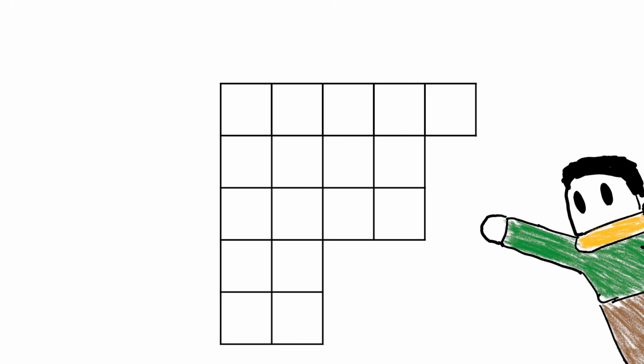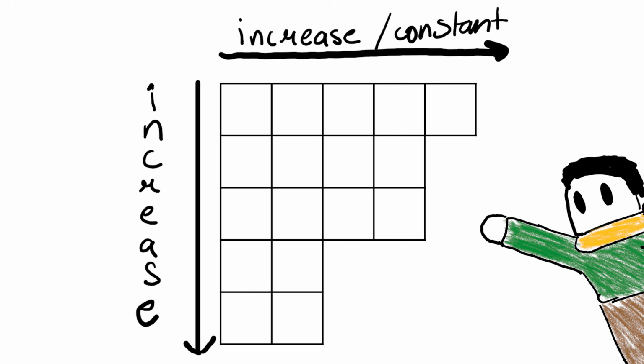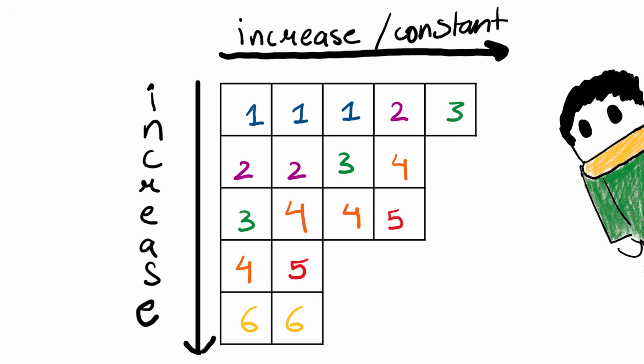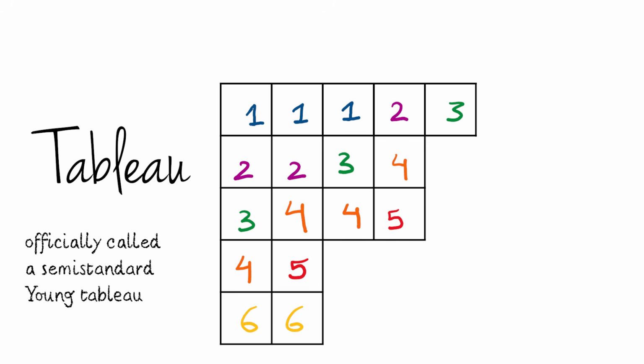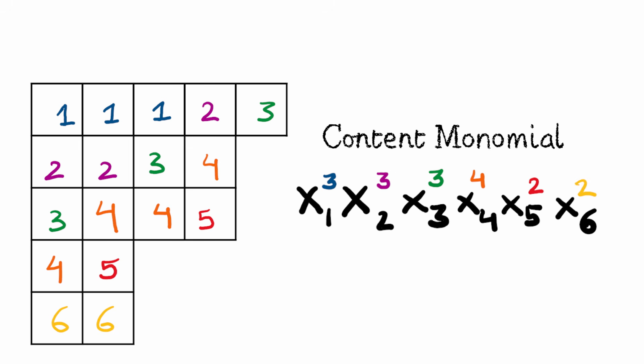I will fill these boxes with numbers according to two rules. The numbers should increase or be equal along rows, but they should strictly increase down the columns. In this example filling, we see that in each row the values increase and are sometimes constant, but down the columns they are always increasing. We call this filling a tableau, and we can read off a monomial from it. Count how many 1s appear and put that in the power of x1. Then count how many 2s appear and put that in the power of x2. Do this for 3s, 4s, and 5s. And you've got yourself the content monomial of this tableau.